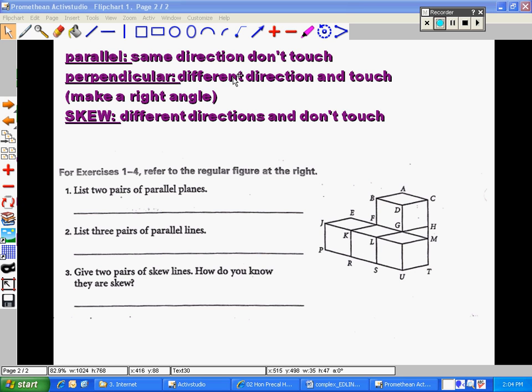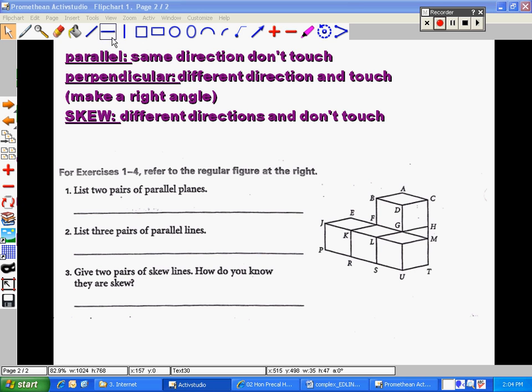Perpendicular are two different directions, and they do end up touching if I continue the lines. For example, AC and AB. Another way to think about it is what lines make a right angle. The new concept here are skew lines. Skew lines are different directions and do not touch.